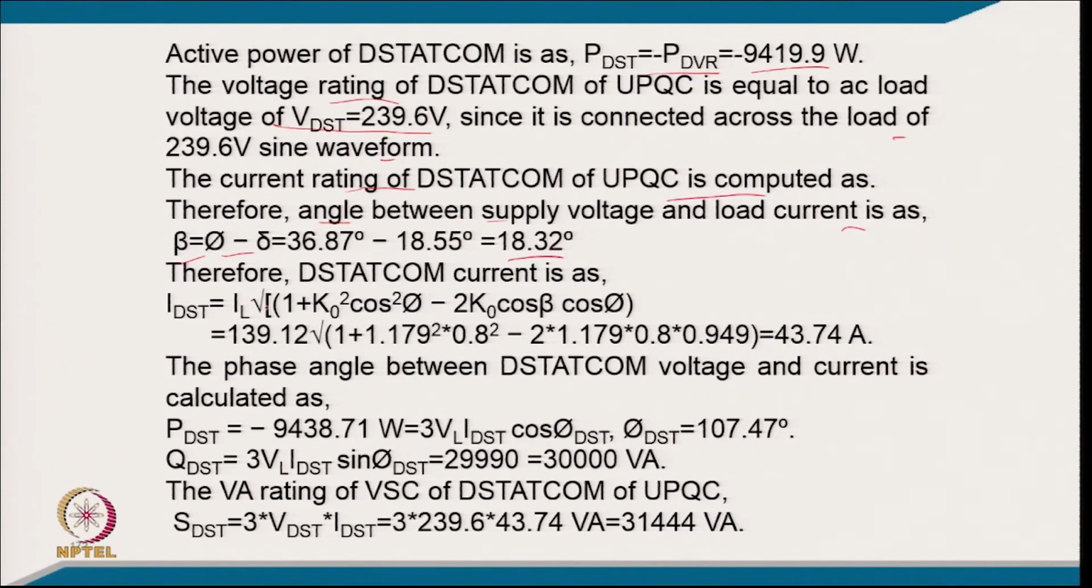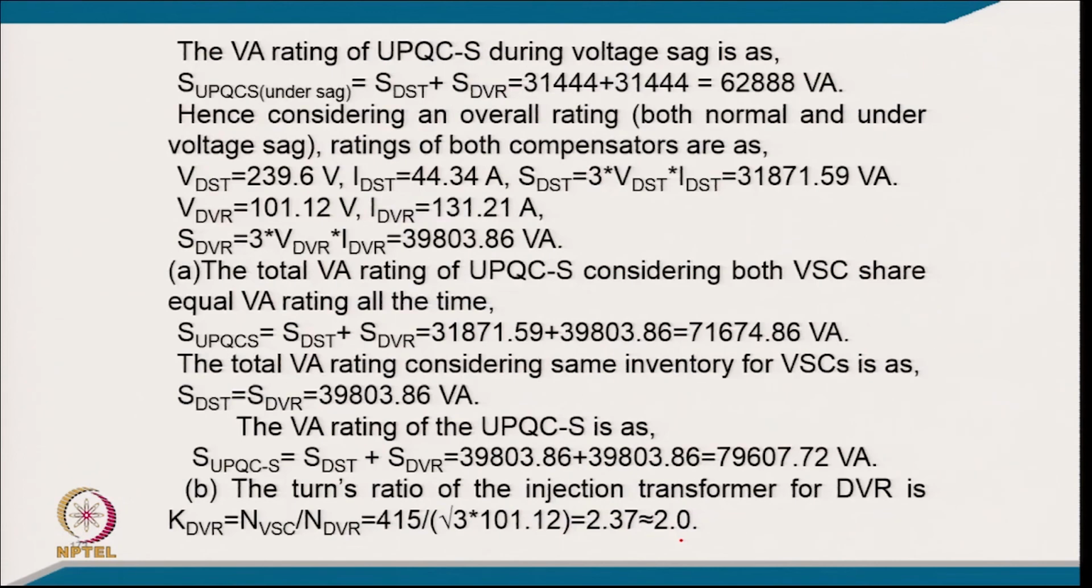So, 18.32, so current from this relation is calculated 43.74, and phase angle between dStatCom voltage and current is calculated from the active power. So, it comes 107.47, and the reactive power from putting this value it comes 30 kVA, and VA rating of dStatCom is 3 times voltage into current. So, it comes 31.44 kVA. So, VA rating of UPQC is the sum of both kVA. So, it comes typically double of this. So, it is 62.88 kVA.